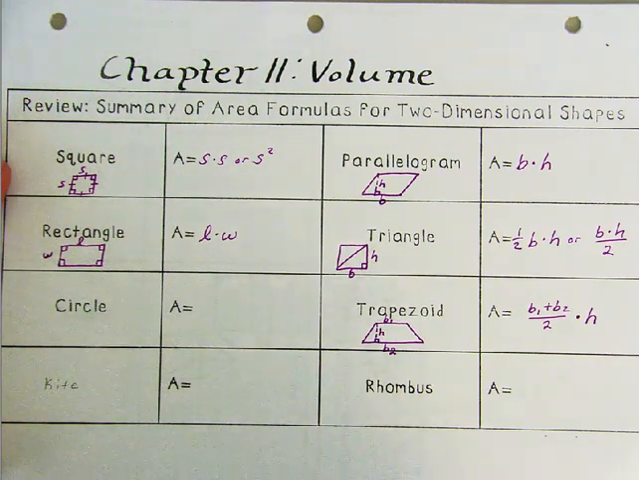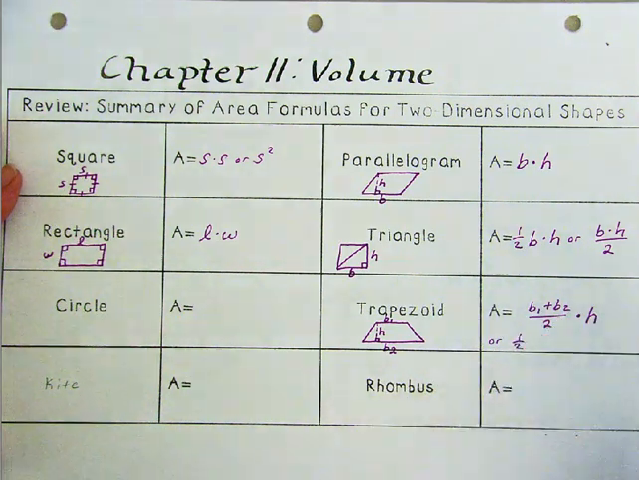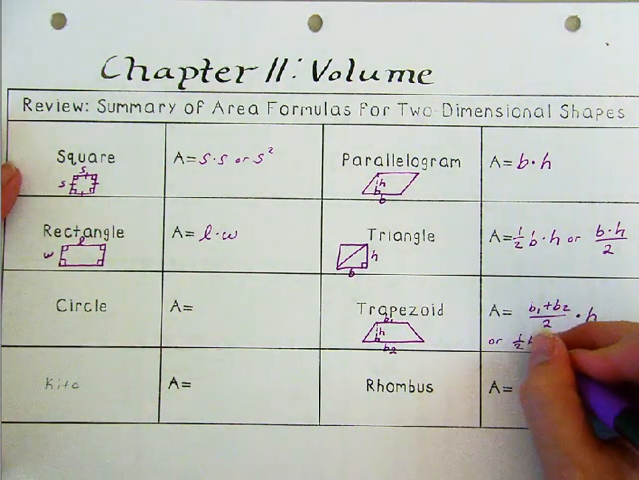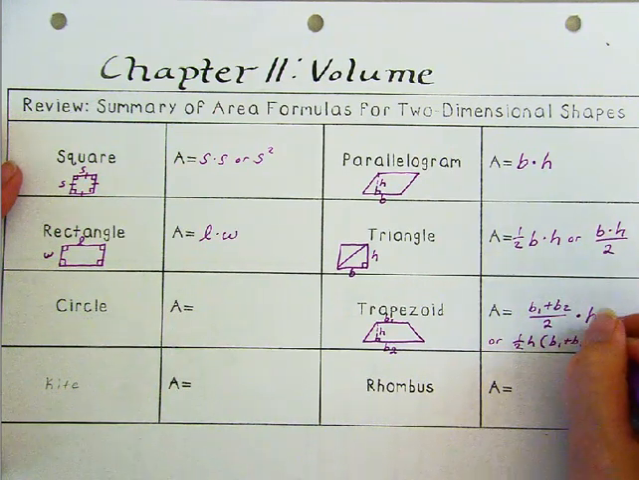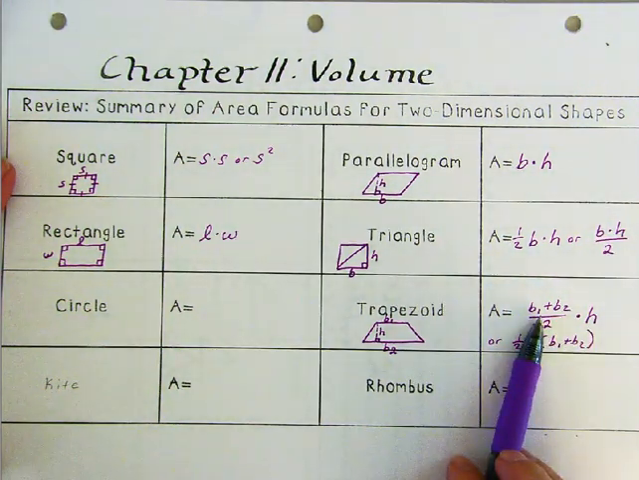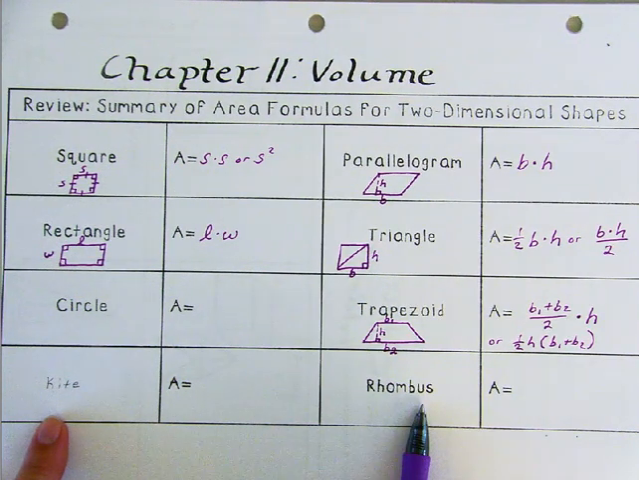Other ways that you might see this, sometimes we also have 1/2 H parentheses B1 plus B2. It's the exact same thing, it's just a different way of writing it. Okay? All right, so let's move on to our rhombus and our kite.